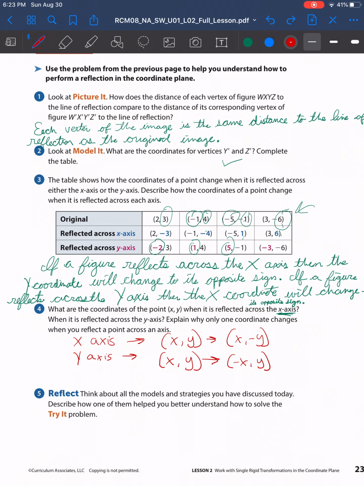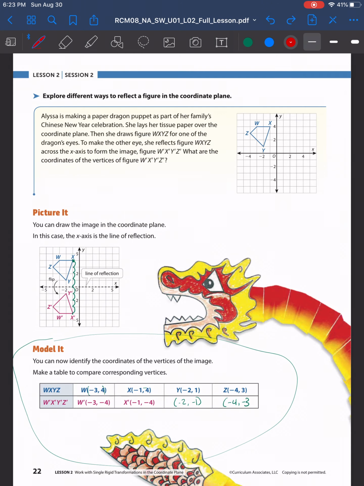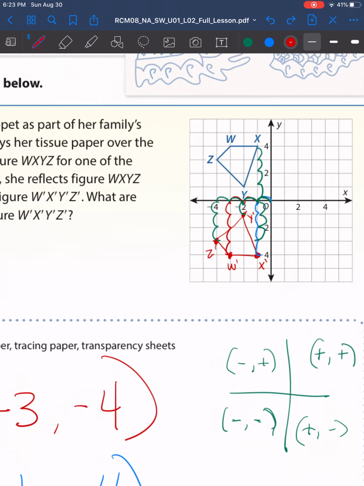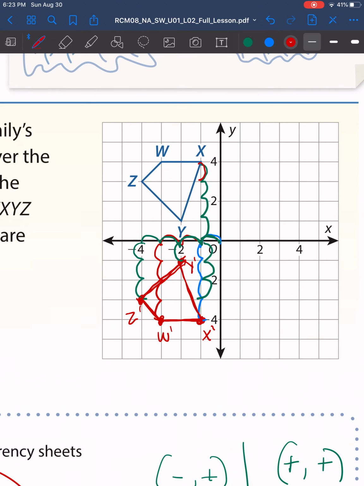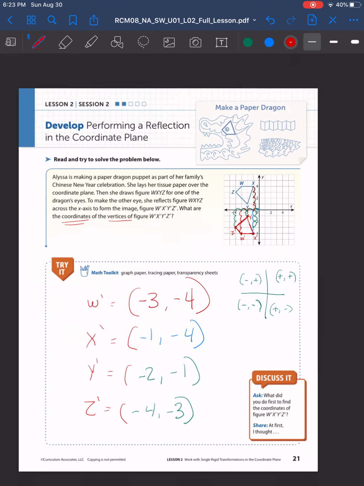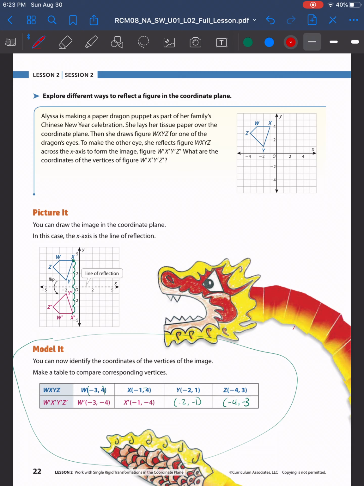Number 5. Think about all the models and strategies we have discussed today. Describe how one of them helped you better understand how to solve the task. Okay, so what that question is saying is, when we made this new image down here, was it easier for you to understand when Mrs. Ringler just jumped all the jumps and made the new image and then just made the new coordinates? Or was it easier for you to understand when we talked about how the x's and the y's change to their opposite just because of the way that the coordinate plane is?